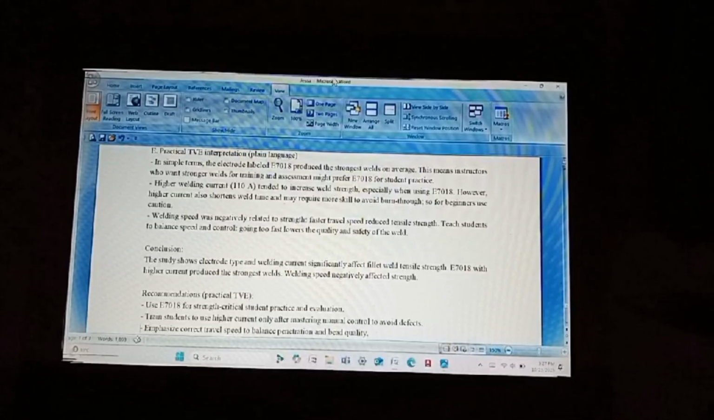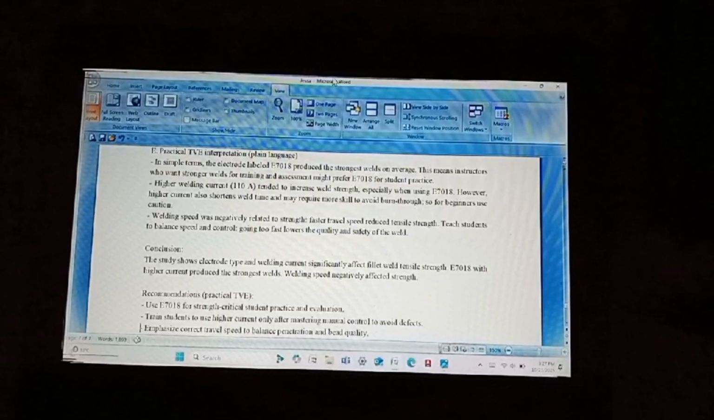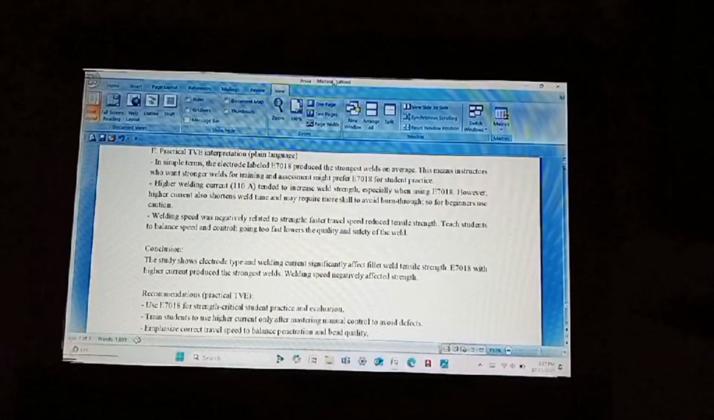Welding speed was negatively related to strength. Faster travel speed reduces tensile strength. Teach students to balance speed and control. Going too fast lowers the quality and safety of the weld. Conclusion. The study found that electrode type and welding current significantly affect fillet weld tensile strength. E7018 with higher current produces the strongest weld. Welding speed negatively affects strength.